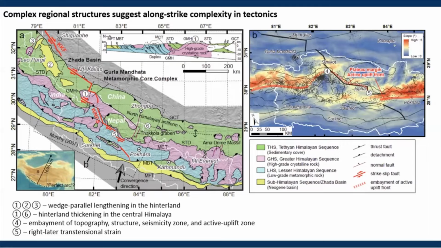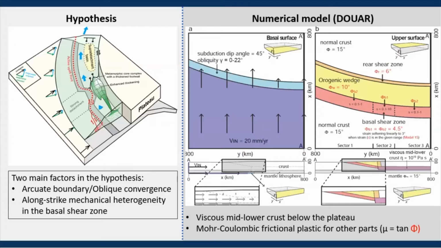So how to reconcile these features in one geological model? Here's our hypothesis, and the pictures on the right show our geodynamic model design. In this model, we want to test the 2 main factors. The first one is the arcuate shape of the Himalaya. We think that because of the arcuate shape, the obliquity increased to the west. So there must be an increasing gradient in the wedge parallel strain, so that can generate the super-detachment basin and the normal fault and this metamorphic complex.